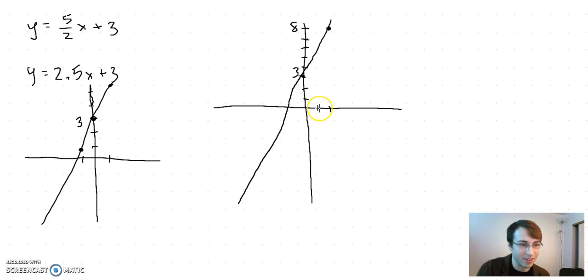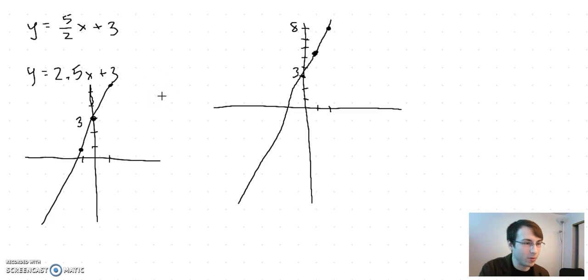Just to convince you of this though, if we do the normal way where you go over 1, up 2.5, so starting at 3, up 2.5, we get to 5.5, which is right here. And then if we do that again, over 1 and up 2.5, well, this is up 0.5, then up 1 more, then up 1 more, then we're right at 8. So that also works out. Either way works, really.